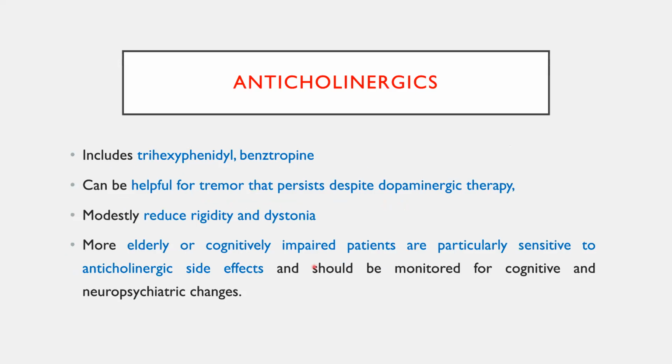Anticholinergic, as I told earlier, is for tremor dependent PD. If a patient is having Parkinsonism along with rigidity and dystonia, in that setting, you can use the anticholinergic. The side effects are cognitive decline, hallucination, and urinary retention. So you need to monitor these complaints whenever you are giving it in an elderly patient.